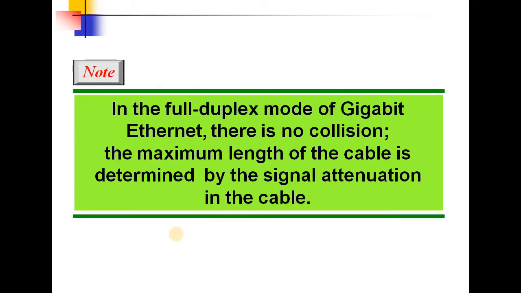In Gigabit Ethernet, you are going to use the full duplex mode as well as the half duplex mode, but the most commonly used one is full duplex mode, and there is no collision here because the bandwidth allocated is more, and packets can be transmitted easily without any kind of collision. And the maximum length of cable is determined by the signal attenuation in the cable. We already know about signal attenuation, and the length of the cable is decided based on what kind of data you want to send and how the signal is being attenuated.